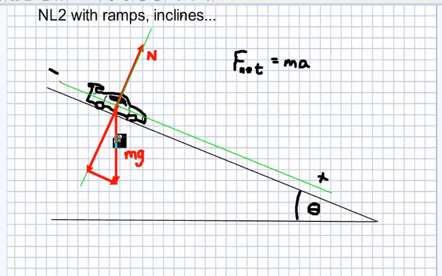So let's see, if this one has a value of mg, what value should we use for this one and that one? Well, if you look at the triangle, clearly this hypotenuse is going to be longer than the other two. We need to do a little bit of geometry to see how big these other two vectors are. This geometry is not too hard to understand. It's going to be related to the angle of the ramp itself.